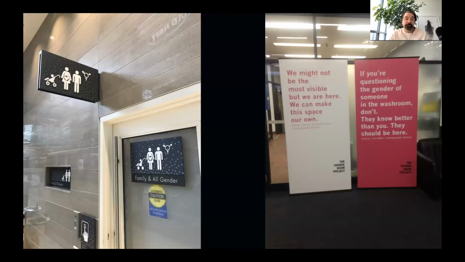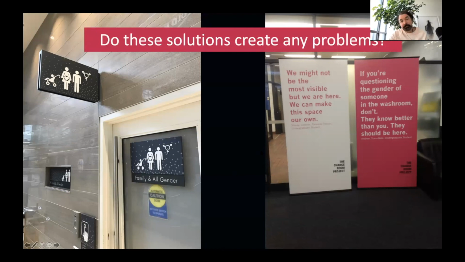They may come up with solutions kind of like these ones, right, where we've got family and all gender washrooms, or potentially that there are campaigns where you're trying to educate the society that whoever's in the washroom belongs there. They know whether they should be in that place or not. But we can then critique these solutions and talk about whether they actually create any extra problems. And I think that the students would then be able to think of some ideas or some ways in which this causes a problem, even though it's masked as a solution.